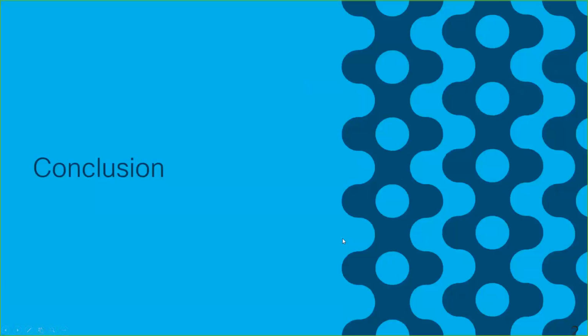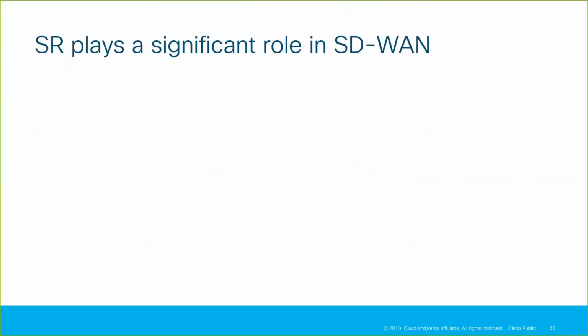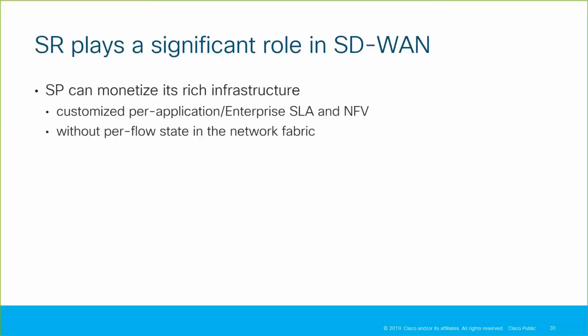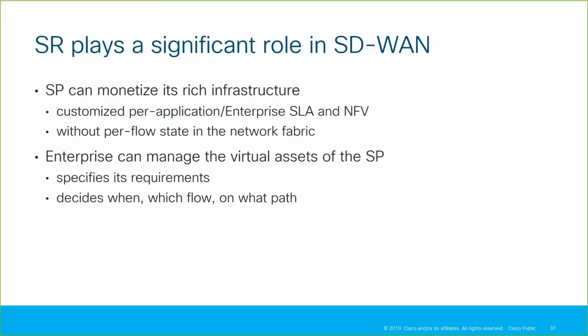Well, now, in conclusion, we can see how segment routing plays a significant role in SD-WAN. The service provider can monetize its rich infrastructure without adding any state into the network, and the enterprise can specify their own requirements, which flows require special treatment, when to activate such a treatment, and lastly, what type of path is needed.